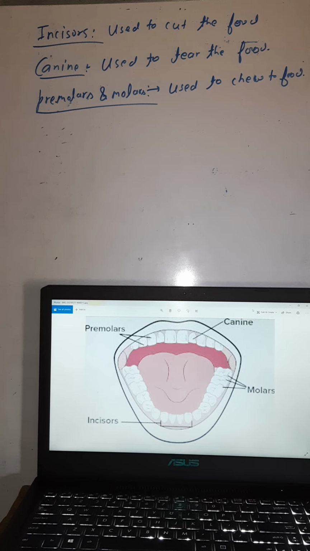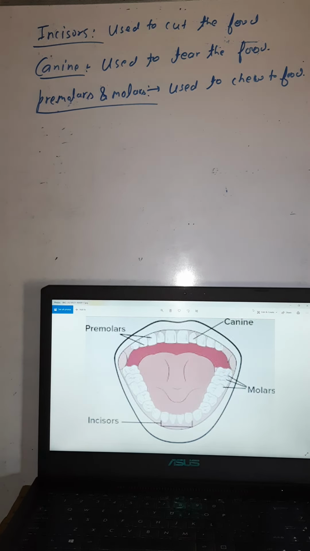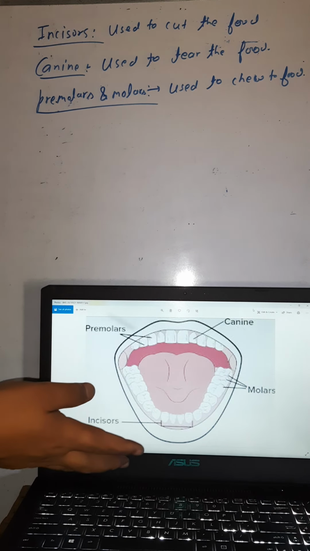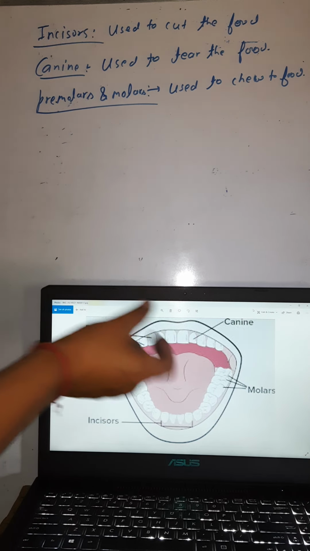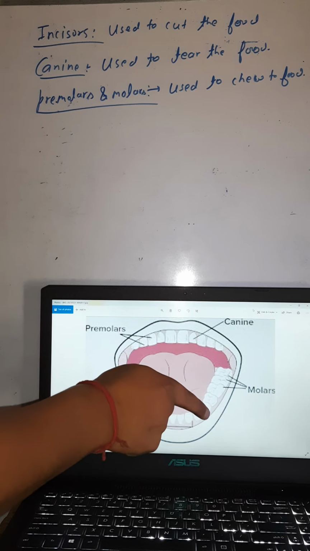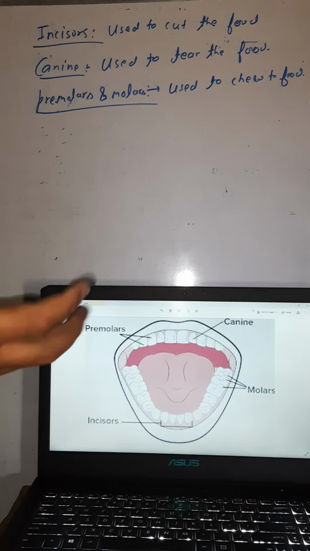Now if you see, when the food enters into your mouth and you are chewing the food, what is happening there inside the mouth? I just now showed you the digestive system diagram, where you have seen the salivary glands. Inside your mouth you have two salivary glands, an upper one and a lower one. These salivary glands secrete some juice known as saliva.